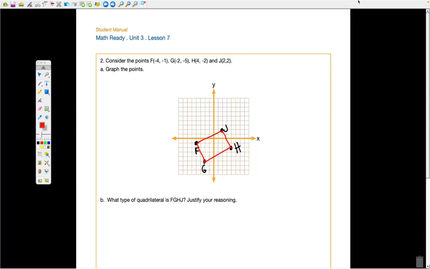Graph, right? From here, most of you already said you think it's a rectangle. So that's what I'm going to do. I'm going to write the word rectangle here. But let me show you what it means to justify the reason.